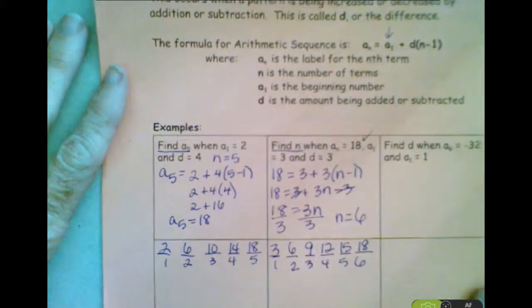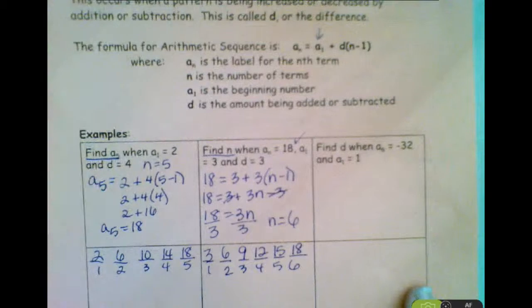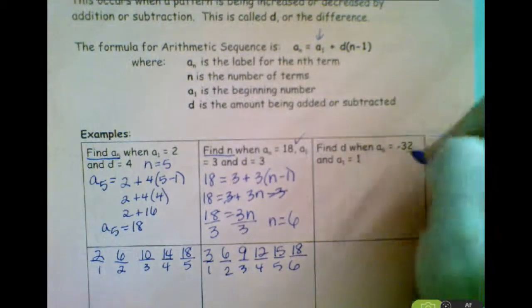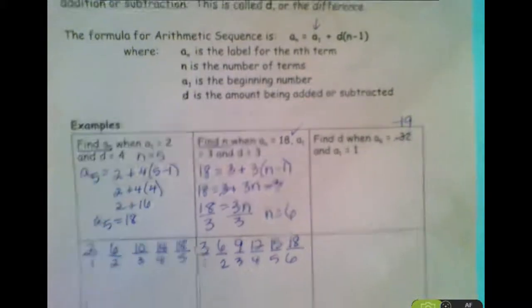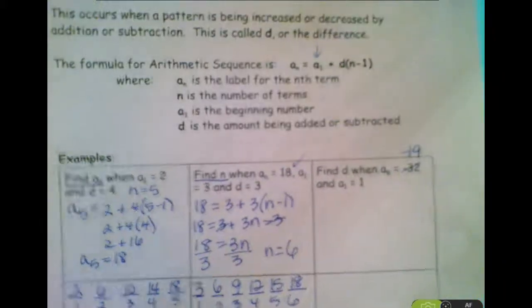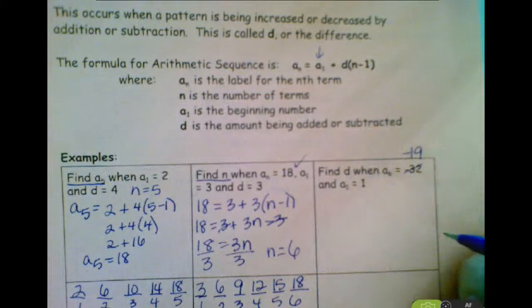Okay. All right, last one. Now we need to find D. We need to find the difference. And this number is not right. That should be a negative 19. We figured that out in the 4th period yesterday. I made it a geometric sequence instead of an arithmetic. Okay, find D when A6 equals negative 19 and A1 equals 1.